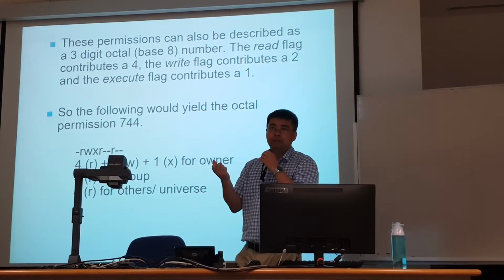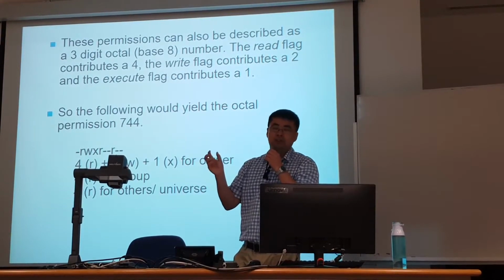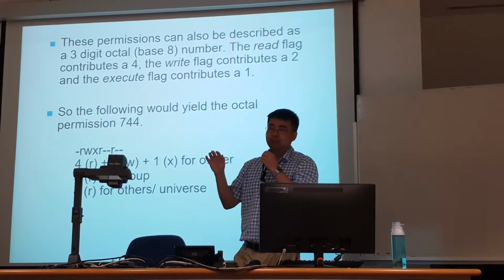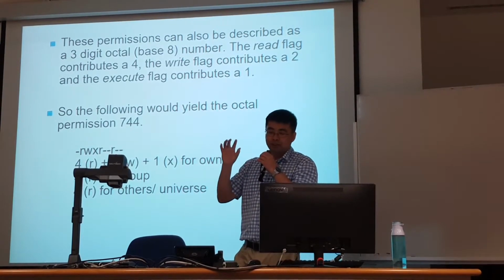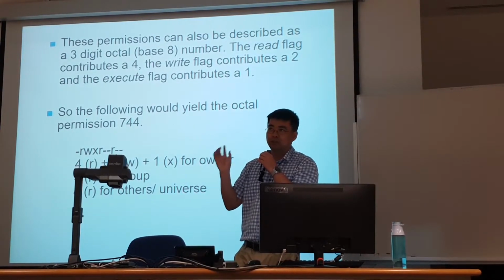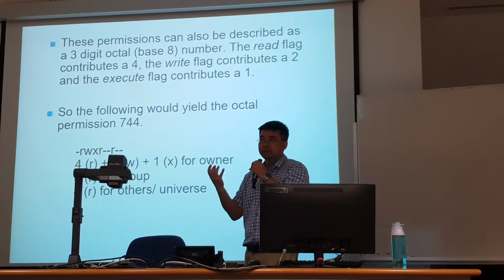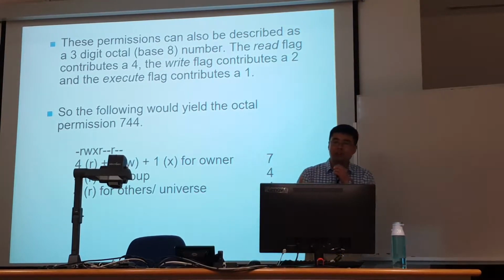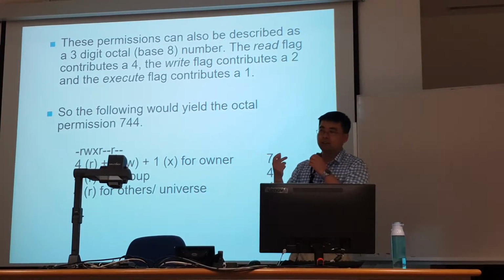If you have 7, you can do read, write, execute, because it's 4 plus 2 plus 1. So for 7, the only combination is 4 plus 2 plus 1. That means 4 means you can read, 2 means you can write, 1 means you can execute. If you have 6, 6 means that you can read and write, because 6 can only have 4 plus 2, right?